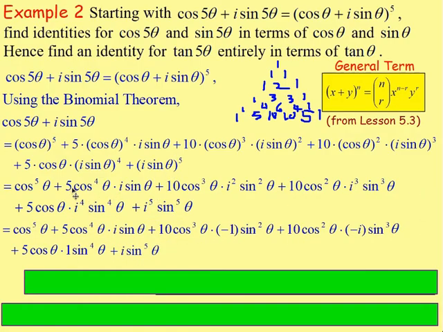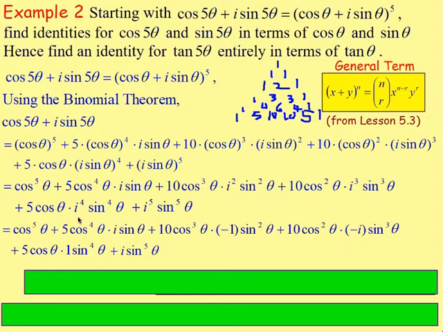Dealing with that, well, first part's just going to stay as it is. Next part will stay as it is as well. But here you've got an i squared. What's i squared? -1. Good, so replace i squared with -1. i cubed is going to be i squared times another i. So we'd have -1 times by i. So it gives you -i.